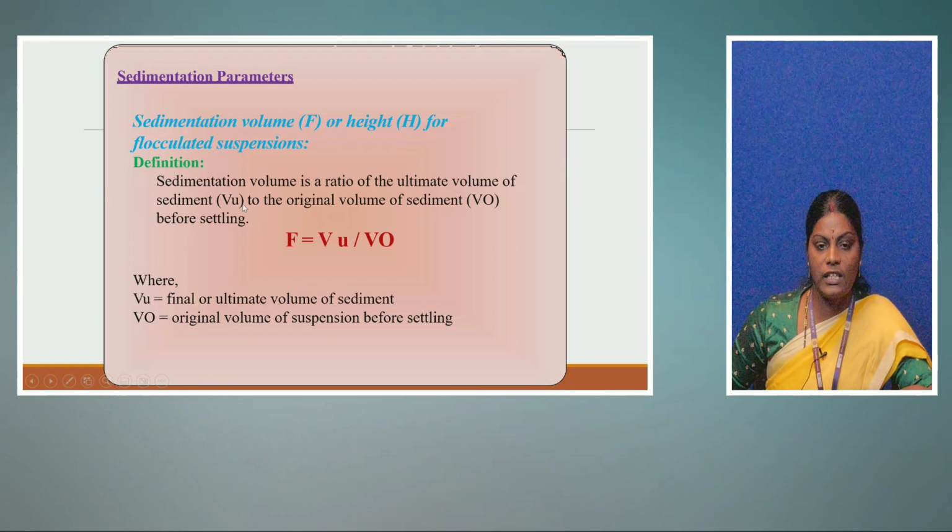Now the sedimentation volume is the ratio of the ultimate volume of sediment to the original volume of the suspension. Here F is equal to the sedimentation volume, F is equal to Vu by V naught. Vu is the final or ultimate volume of the sediment, divided by V naught, the original volume of the suspension before settling.